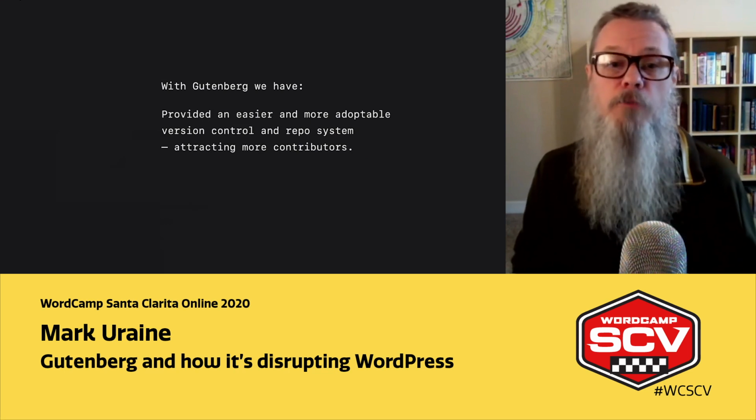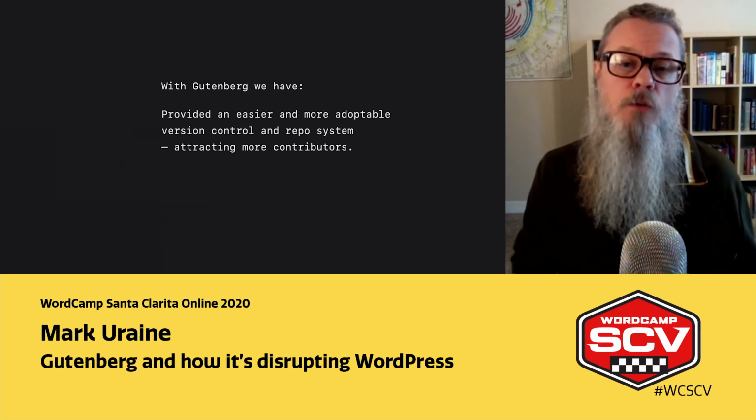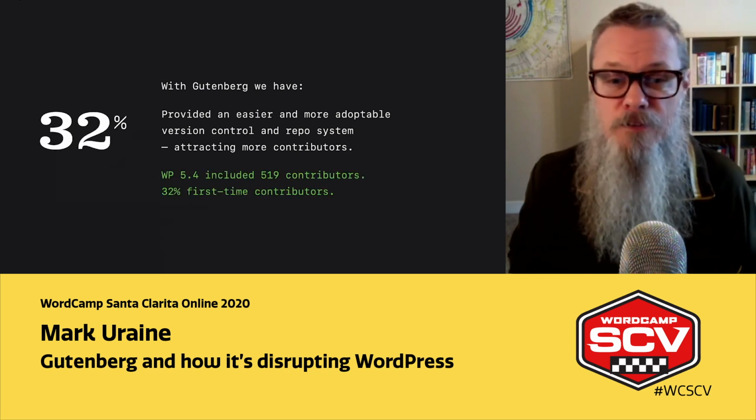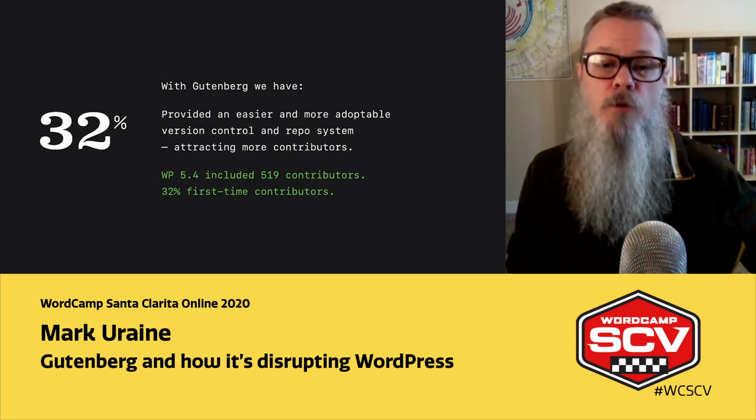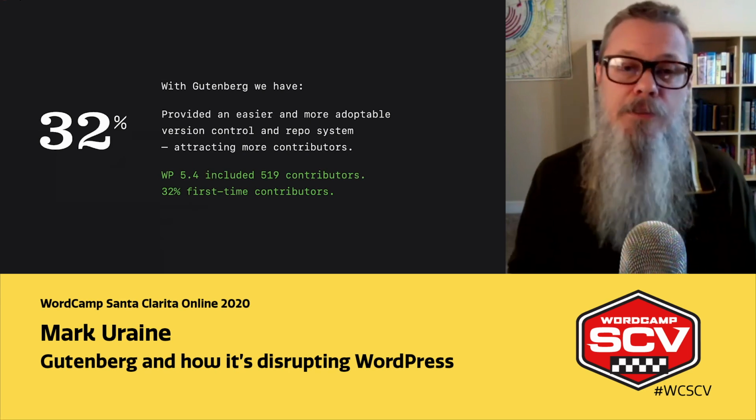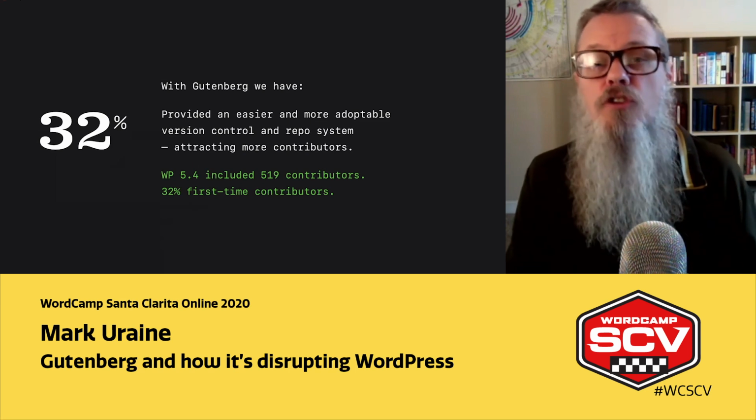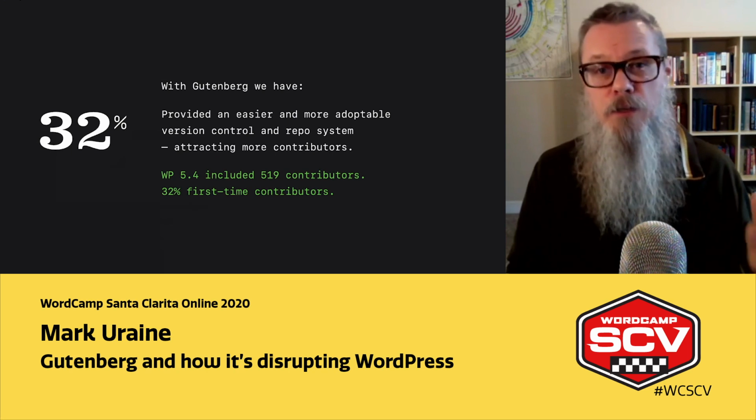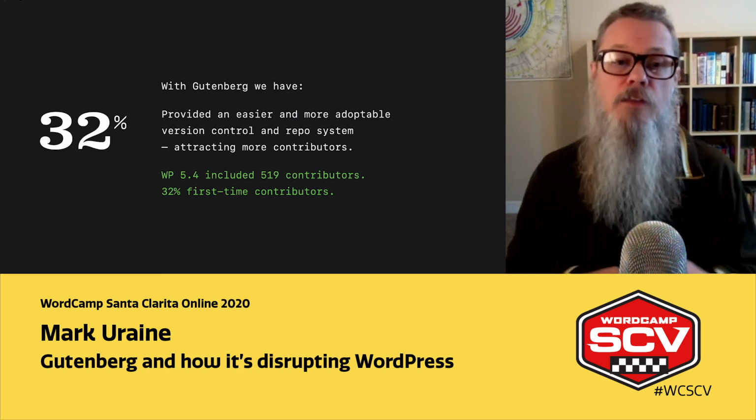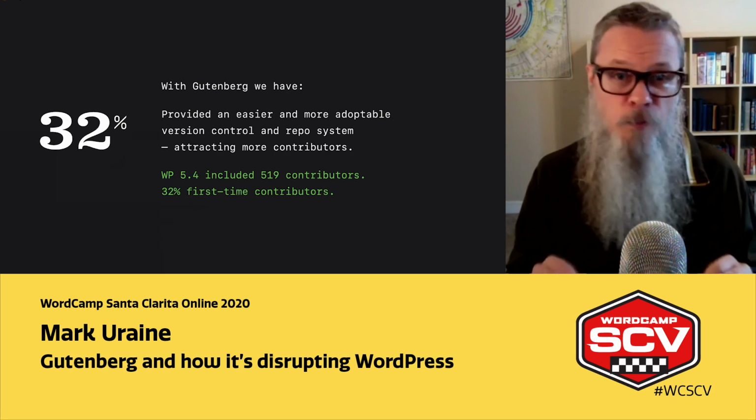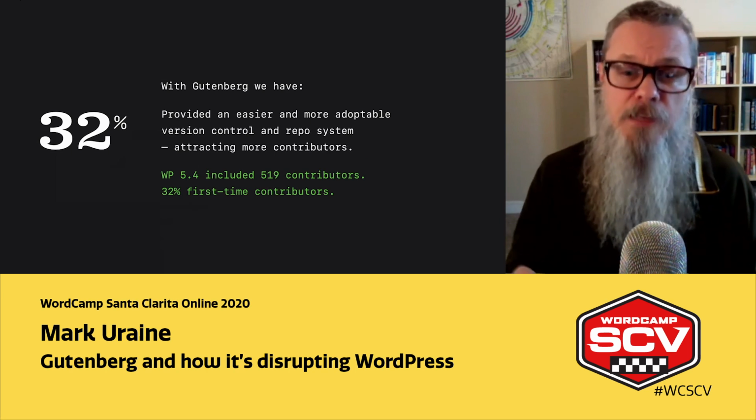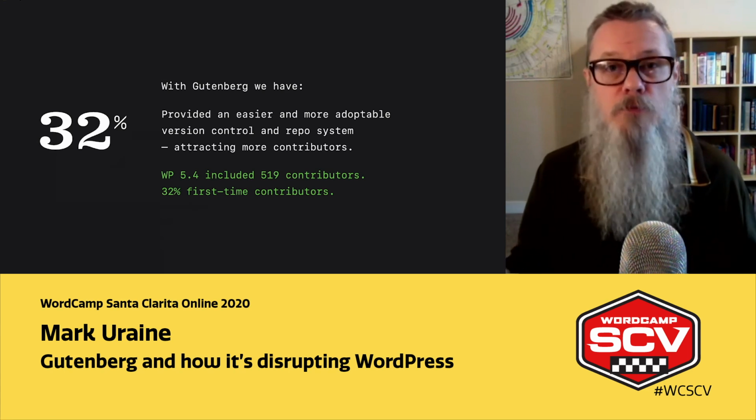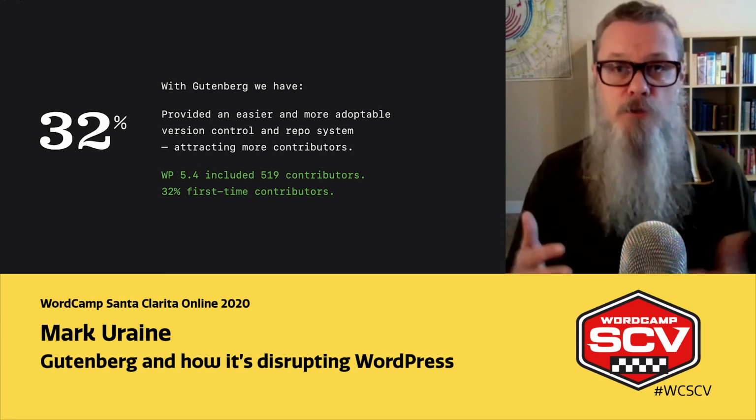And with Gutenberg, we have provided an easier, more adoptable version control and repo system. This is attracting more contributors overall. And WordPress 5.4 included 519 contributors. 32% of those, a third of those contributors, were first-time contributors. Now, these numbers don't all relate to Gutenberg, but they're significant. That's a large number of people diving into this software, into this project, especially first-time contributors.